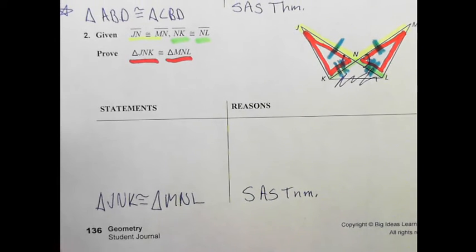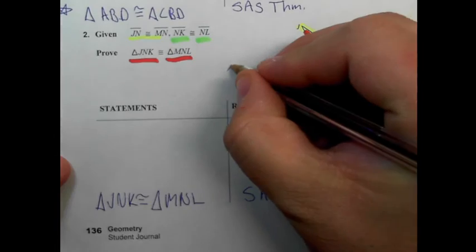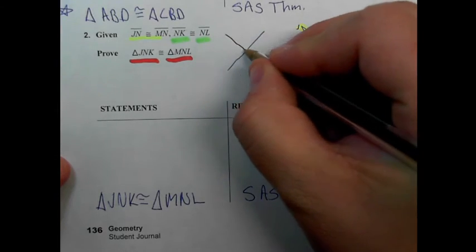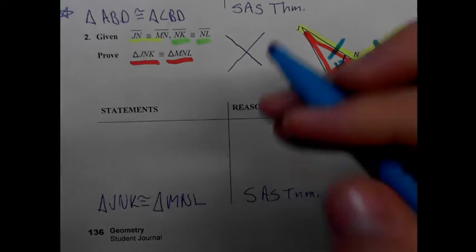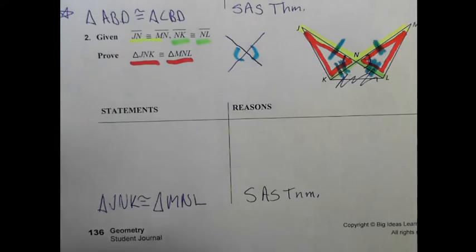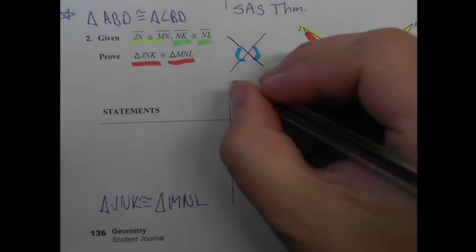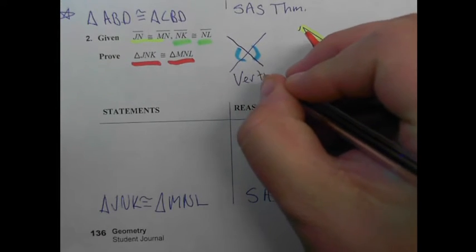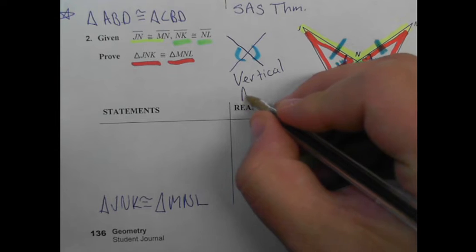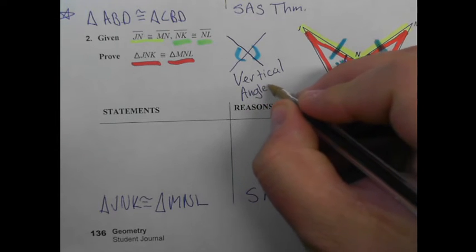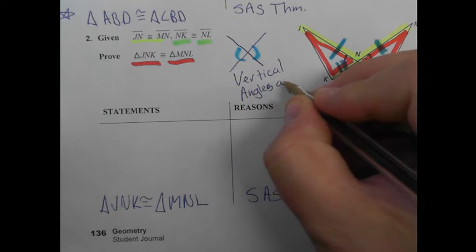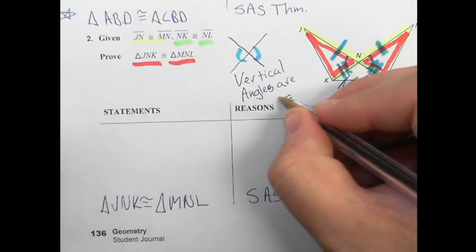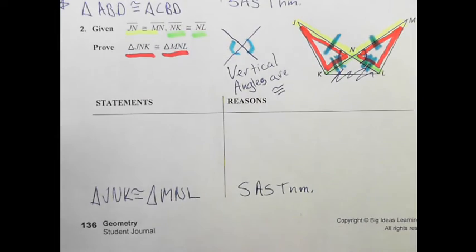Vertical angles are always congruent. Whenever you have 2 lines across, they're vertical angles. So let's just write that down, kind of a quick refresher. Those angles are always congruent because vertical angles are congruent. So vertical angles are always congruent. Always. Okay?